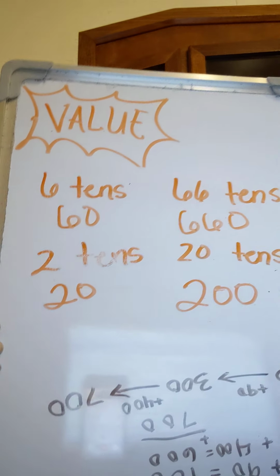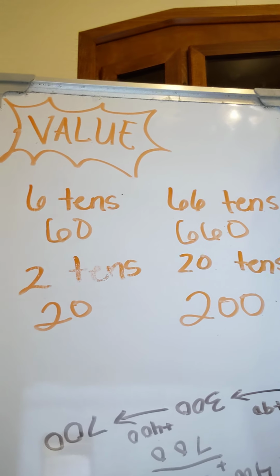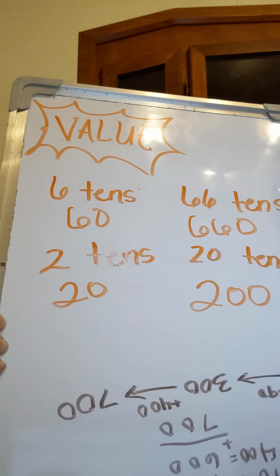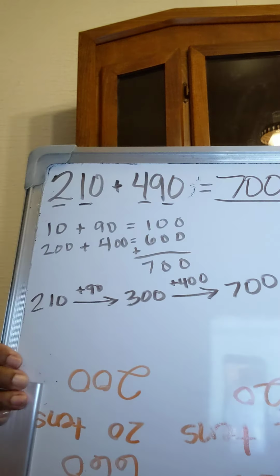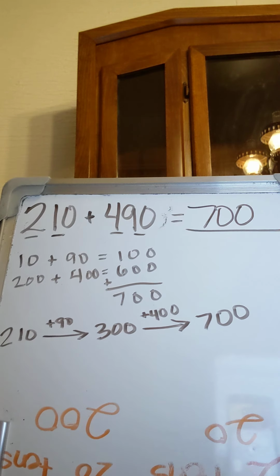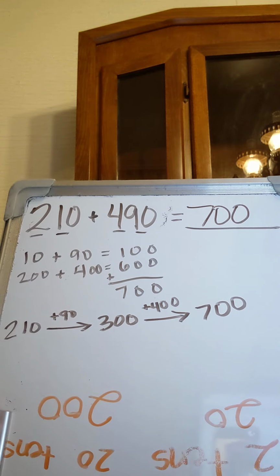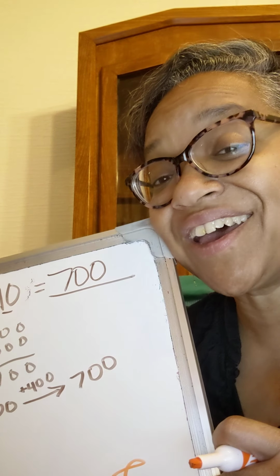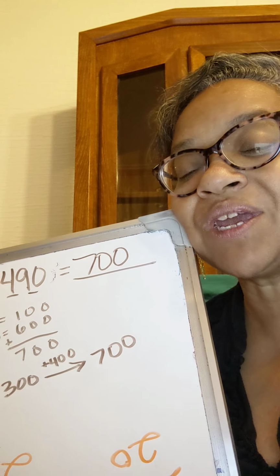200. All right, so keep in mind that if you know the value of these big numbers and you know how to take them apart and put them back together, then adding numbers within 1,000 is going to be so much fun. All right, second grade, have a great time with lesson 3.